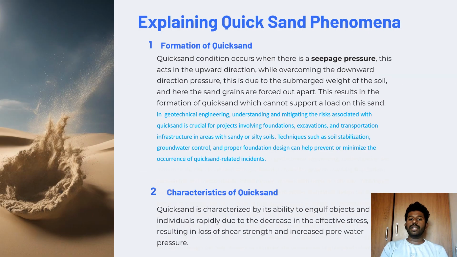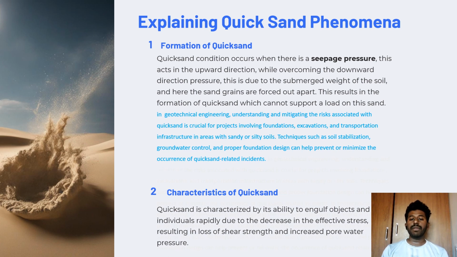So let us understand what is the quicksand phenomenon. So let's see how it forms. Quicksand conditions occur when there is a seepage pressure that acts in the upward direction while overcoming the downward pressure. This is due to the submerged weight of soil, and here the sand grains are forced apart. This results in the formation of quicksand, which cannot support a load.